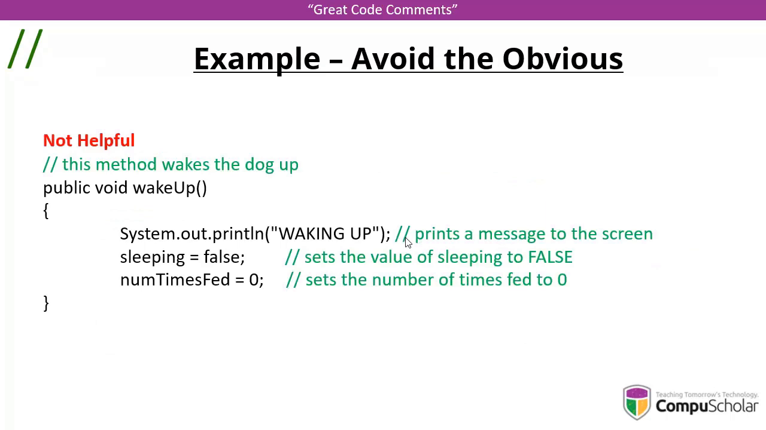And if you look at the individual comments here off to the right, prints a message to the screen. Well, we all know that already. Sets the value of sleeping to false. Again, they're just repeating what the code is telling you without adding any value here, and so on. So you might see students do this just because they're forced to add comments to every line of code and they're not thinking too hard, but they're really not all that useful.